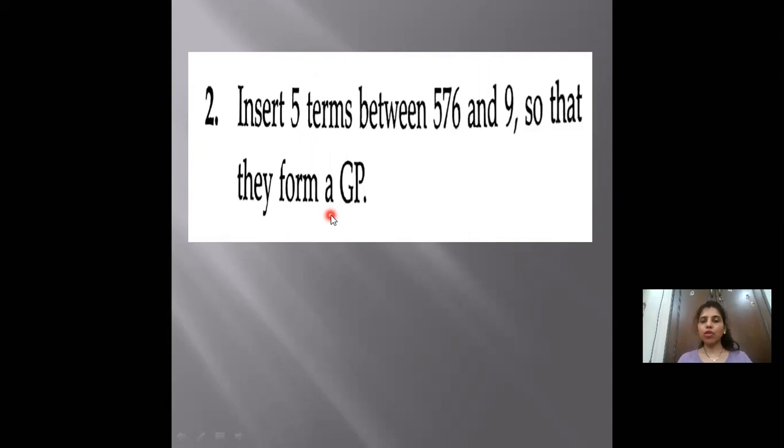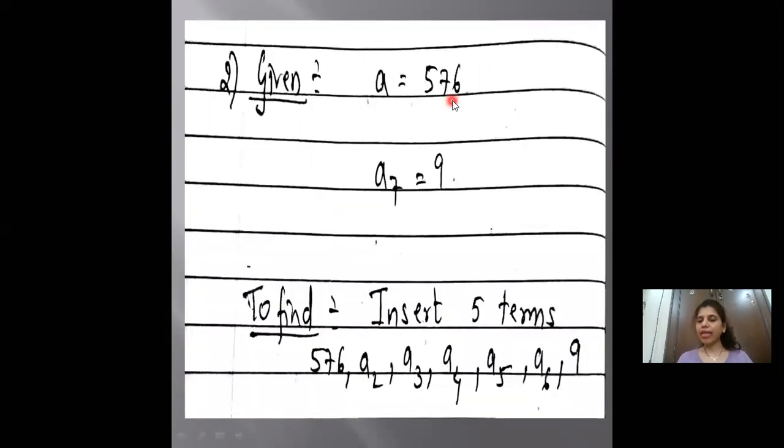Now here what you are going to do is you will write A as 576, because the first term is 576 and the last term is 9. And we have to insert 5 terms. So A2, A3, A4, A5, A6. That 5 terms are inserted in between.